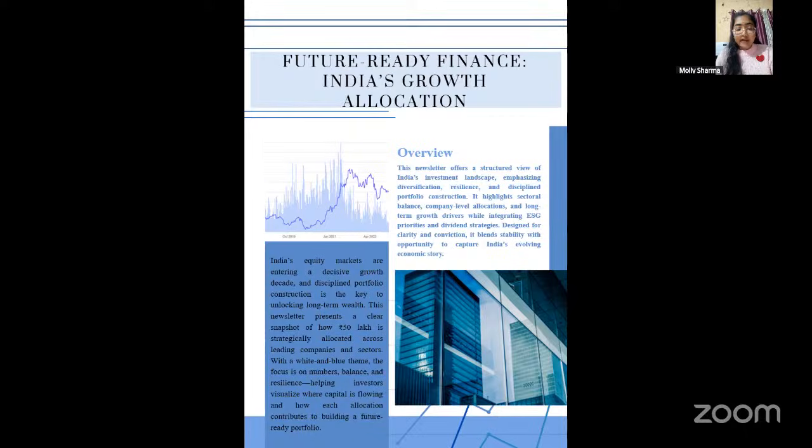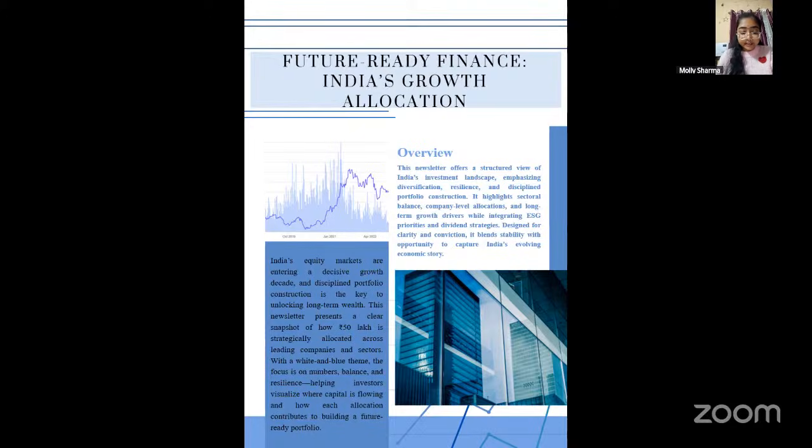Company weightings: our allocation is not equal. It is based on financial strength, growth potential, risk profile, and sectoral role. Blue chips and secular growth leaders receive higher allocations. Mid caps and emerging leaders are included for alpha. Talking about risk management, no single stock exceeds 10% of the portfolio. Sector weights are capped to avoid concentration risk. Talking about ESG and dividend policy, we have chosen companies with strong ESG practices and consistent dividend payouts, supporting both capital appreciation and income.